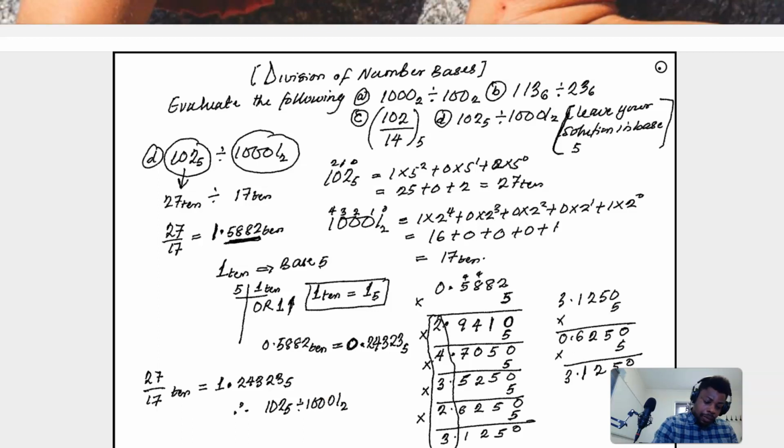So in this case, 102 base 5 divided by 10001 base 2 is equal to 1.24323 in base 5. So this is what we have. Easy.